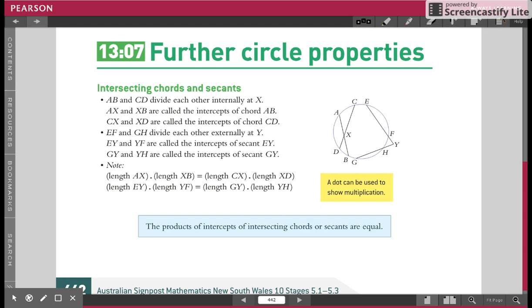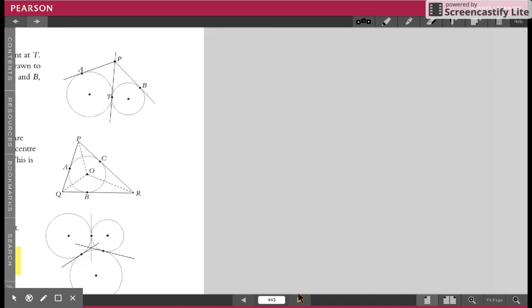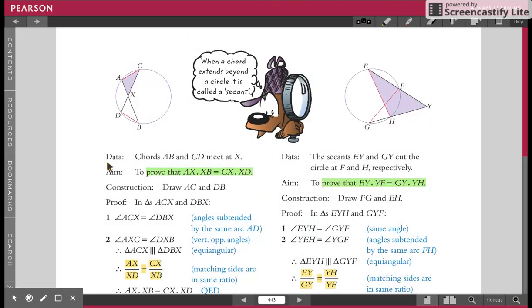So over the page, I just want you to focus here on the left. In this case, we haven't got secants, we've just got chords, and we're looking at their intercepts. And like I said, we're proving that A to X times X to B is equal to C to X times X to D. So, in order to prove that this property is true, we have to consider similar triangles. So, have a look at the triangles AXC and DXB. We're going to prove they're similar using the angles.